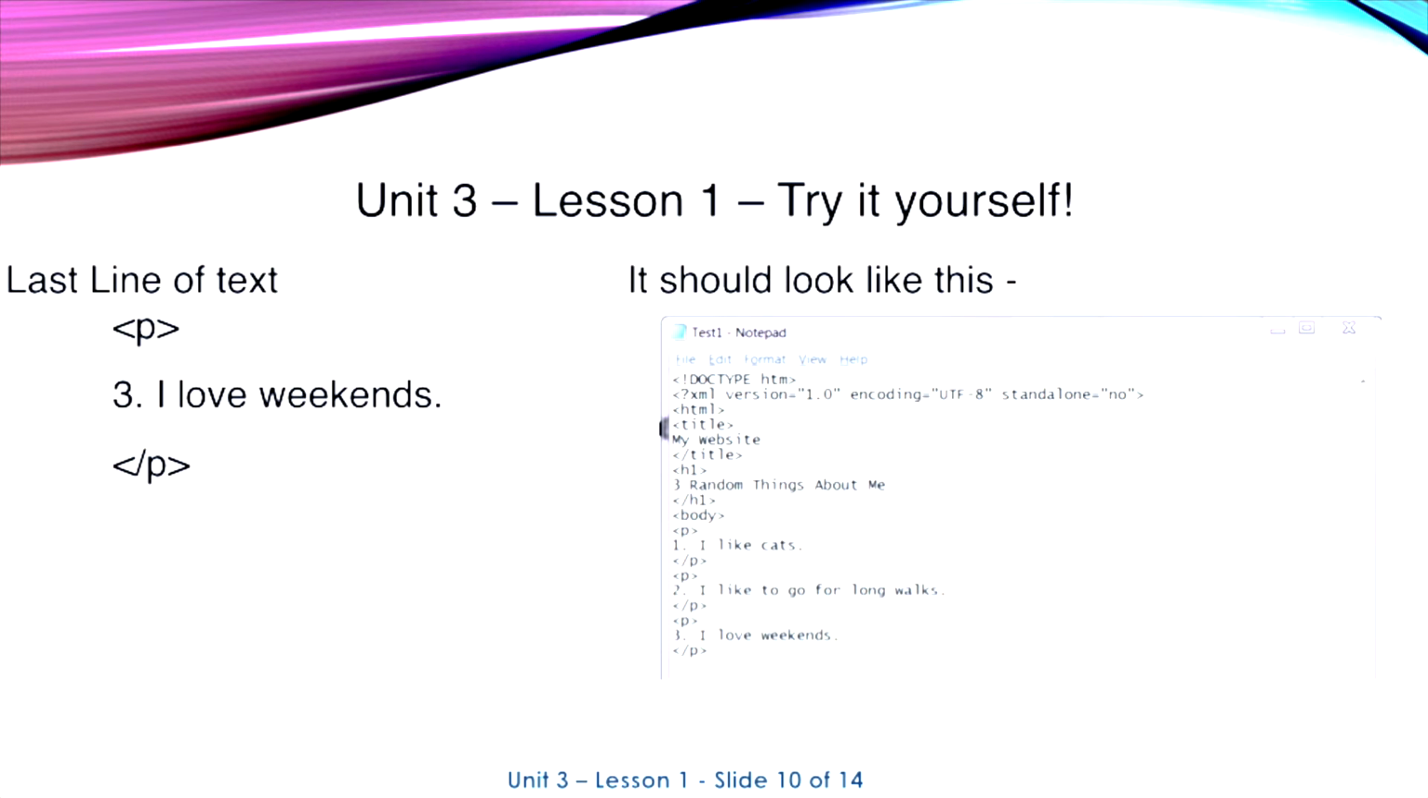Again, the third line of information is the same as the first 2 lines. Opening paragraph tag, angle bracket P angle bracket. Write our line of information: Number 3, I love weekends. Closing paragraph tag, angle bracket backslash P angle bracket. Your document should look like this. Again, feel free to pause or rewind this video to work along with me.